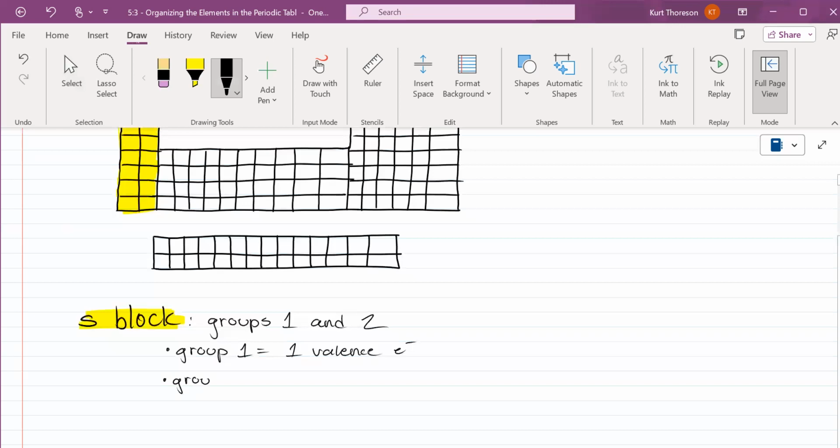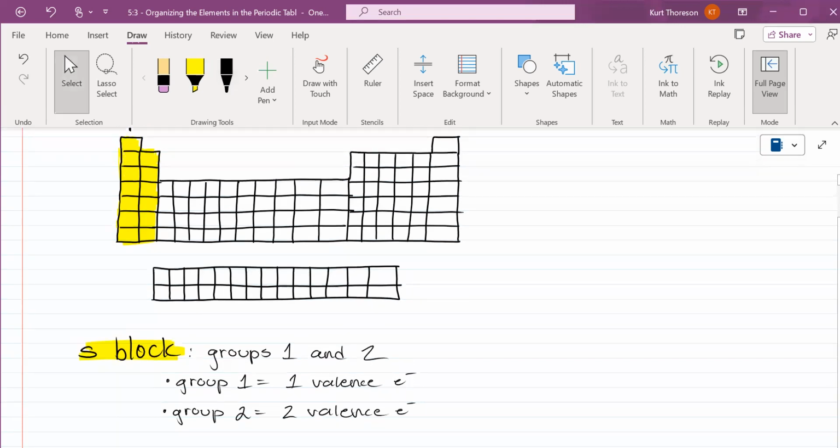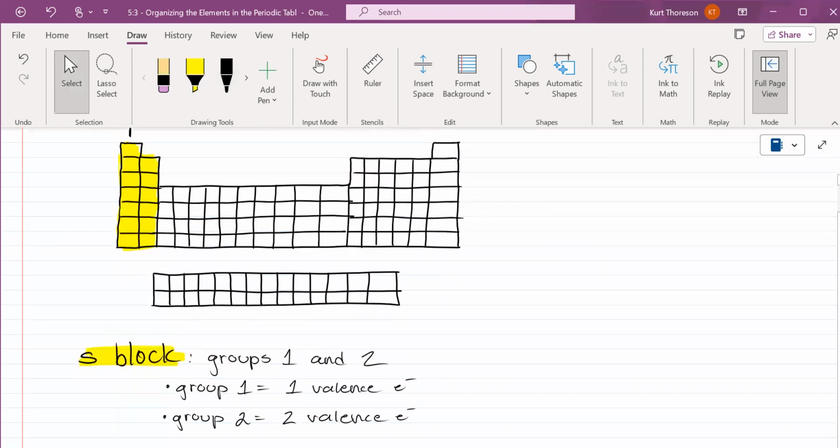In group 2, how many valence electrons are there? 2. That's it. So the S block can have a maximum of 2 valence electrons. Let you guys get that written down.